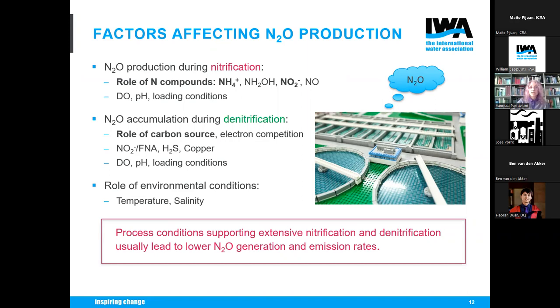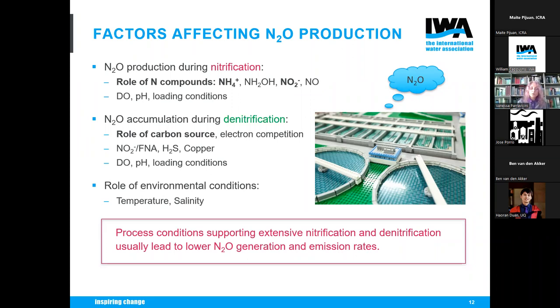Several operational and environmental conditions are found to impact N2O generation and emission during nitrification and denitrification, including loading conditions, dissolved oxygen concentration, pH value, temperature, and so on. The same applies also to the substrates and intermediates of the nitrogen removal processes, such as the concentration of ammonia, of nitrite, and during denitrification, the availability of organic carbon. So predicting how N2O generation is influenced by the different parameters is quite a challenging task, as different conditions are applied simultaneously during the wastewater treatment process.